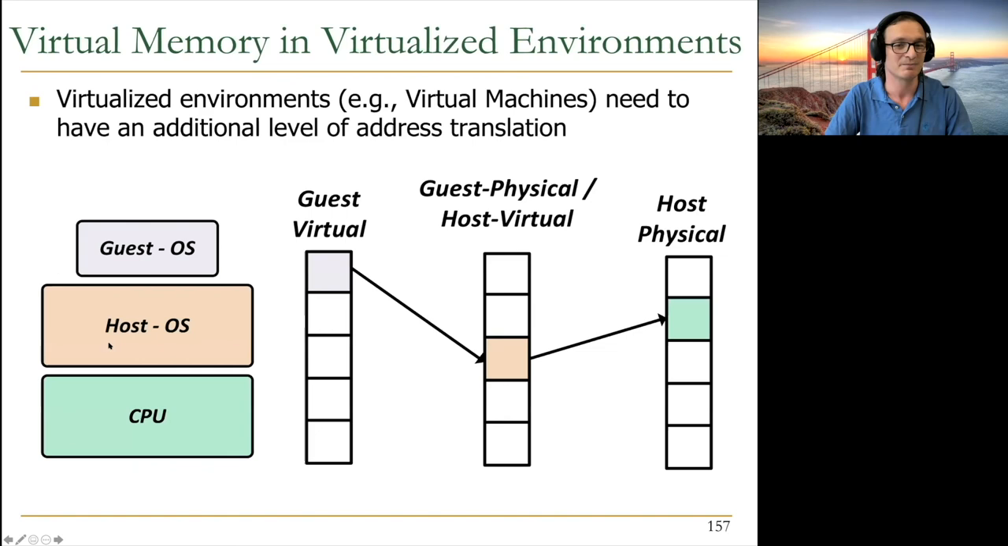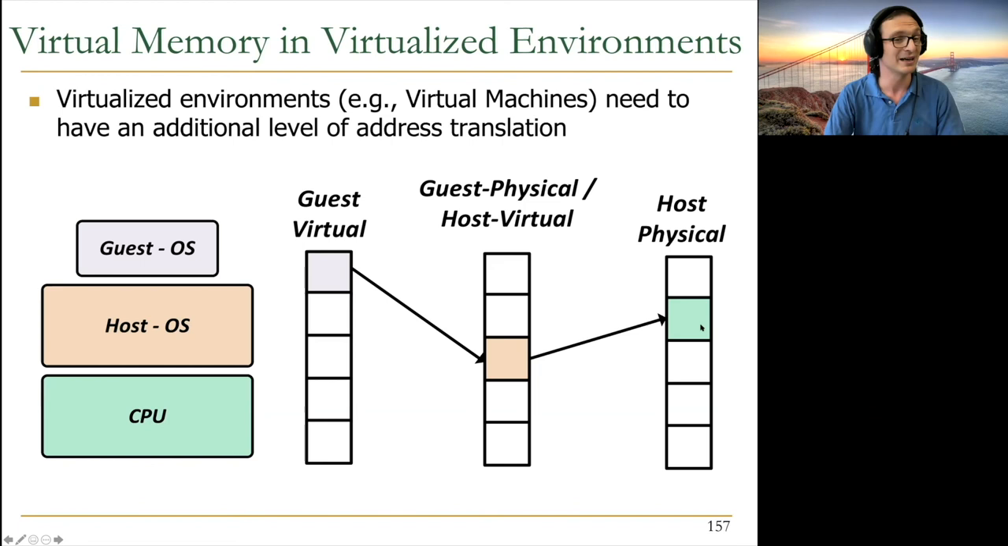But I will show you the one picture over here, which is the virtualized system. You may have a virtual machine, for example, like VMware. You may have a guest OS running on a host OS, running on the physical CPU. And this virtualized environment needs to have an additional level of address translation from the guest OS virtual address to the host OS virtual address. And then the host OS virtual address needs to be translated to the host OS, the CPU physical address, essentially. And that requires another layer of translation, if you will.